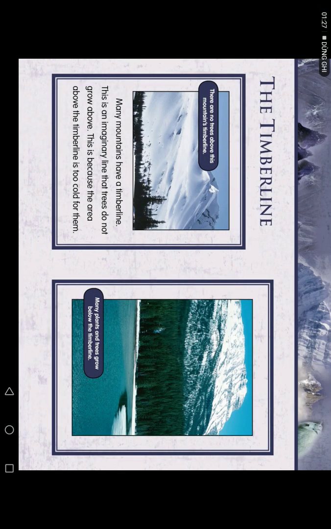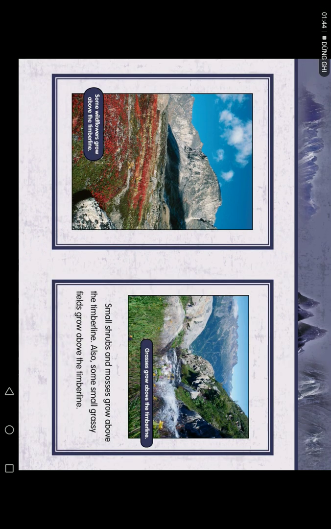The timberline. There are no trees above the mountain timberline, an imaginary line. Trees do not grow above it. This is because the area above the timberline is too cool for them. Many plants and trees grow below the timberline. Some wildflowers grow above the timberline.